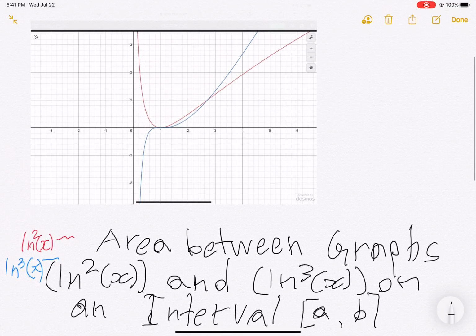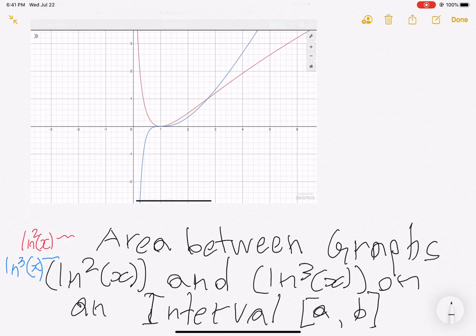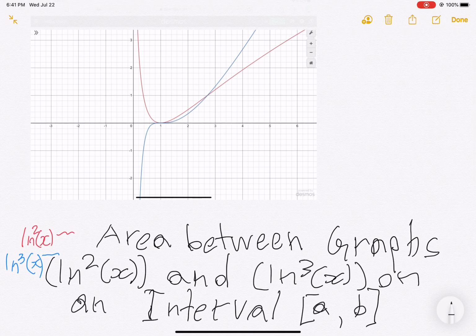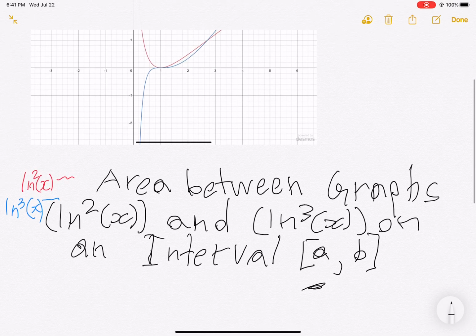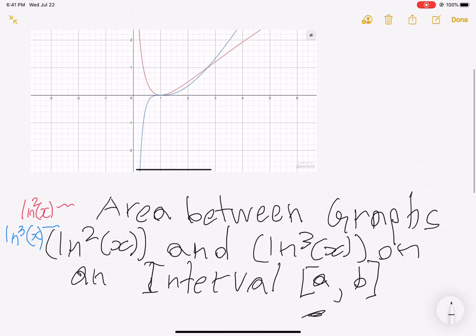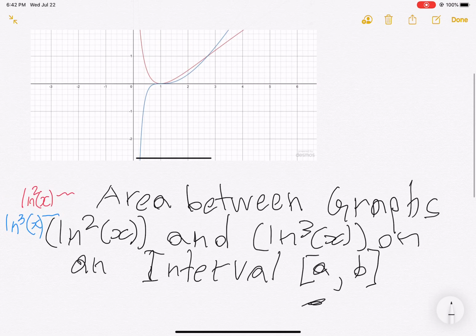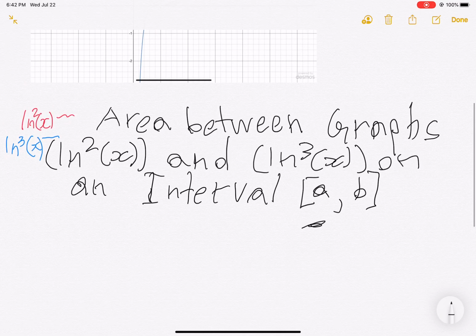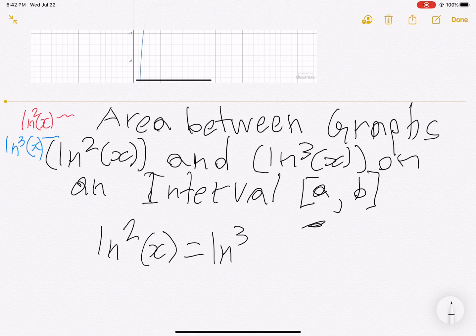So what do we want to do first? Well, first what we want to do is find the two intersection points. And as we know from algebra, to do that we just set the two functions equal to each other. So essentially, when are the two functions going to be equal to each other? So let's set ln squared of x equal to ln cubed of x. We can just subtract ln squared of x from both sides.